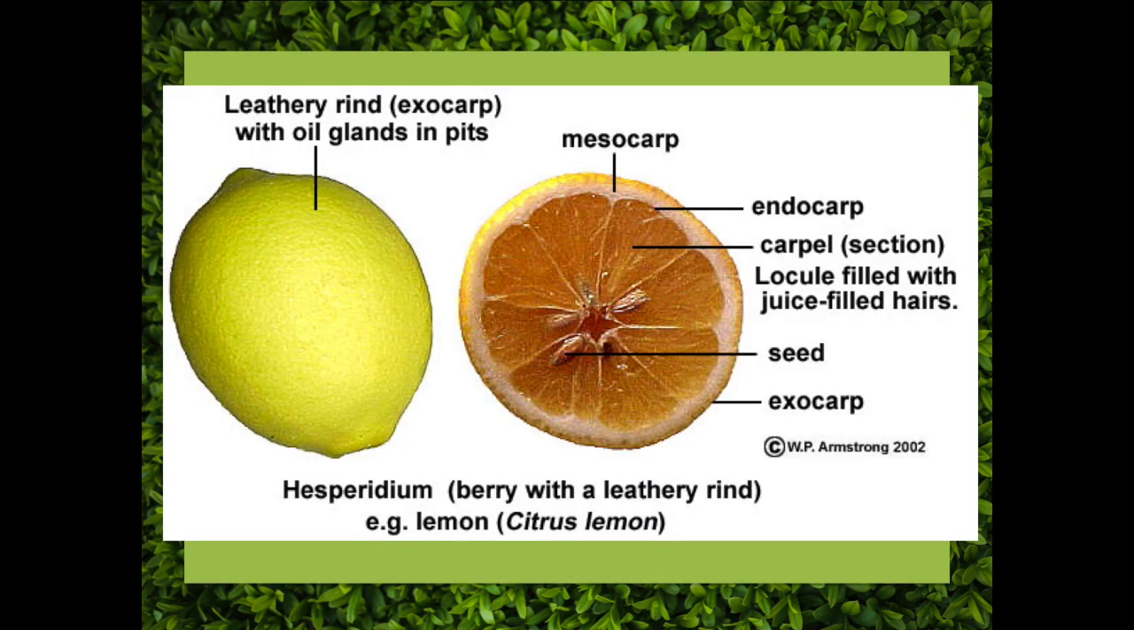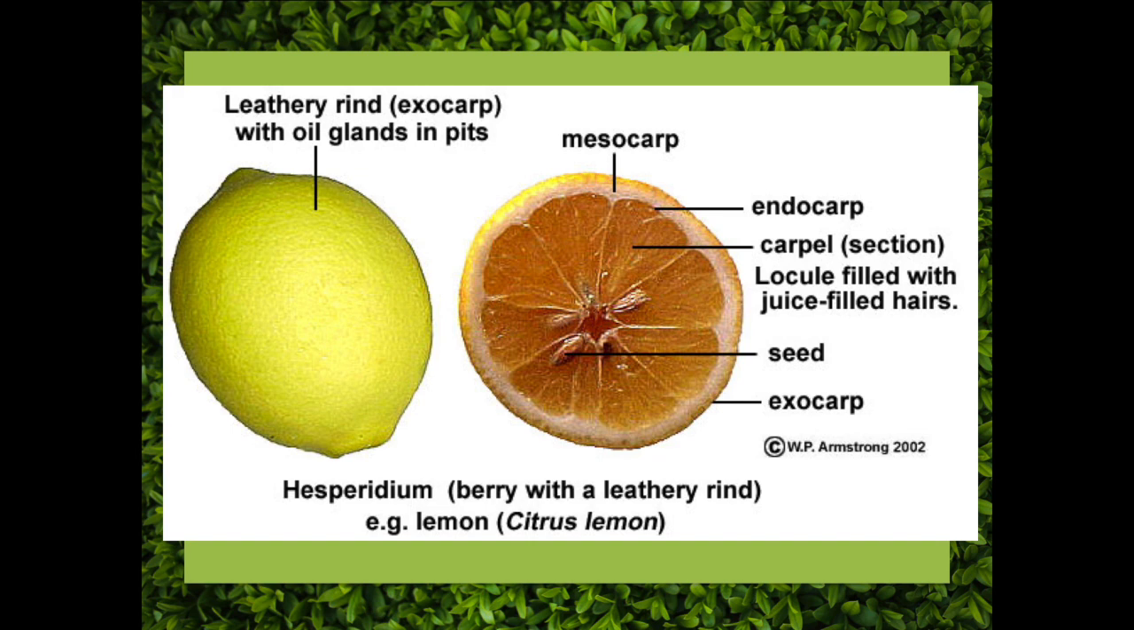Another special type of berry is the Hesperidium. And a Hesperidium is a berry that has, rather than a thick and hard rind, a leathery, oily rind. So the exocarp has oil glands, and the oil is not like the oil that you might find in, say, olive oil or flaxseed oil or canola oil or any of those. It's an aromatic oil, which gives the Hesperidia their distinctive flavors.